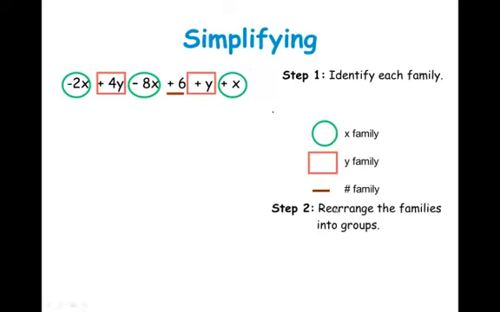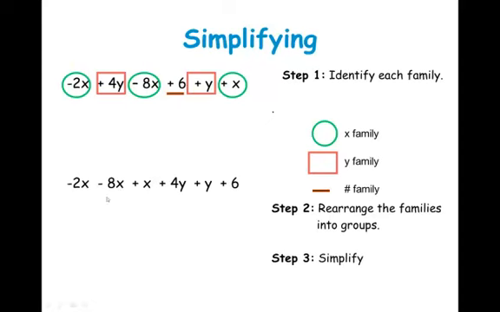Then step 2, you need to rearrange those families into groups together. So you can see here now I have negative 2x, negative 8x and positive x all together. Then I have positive 4y and positive y together. And finally I have the number 6. So they're grouped together. Then step 3, then we can simplify.